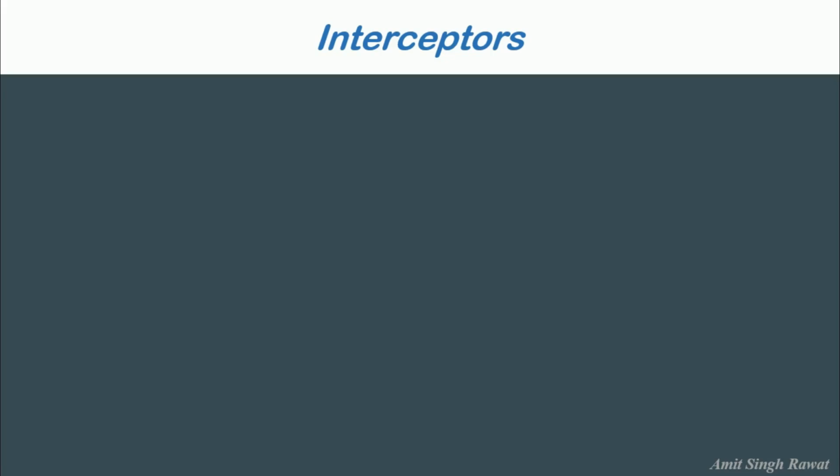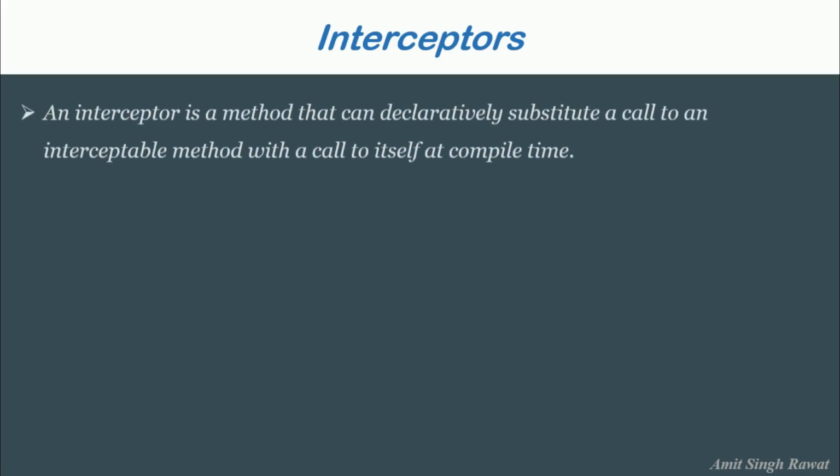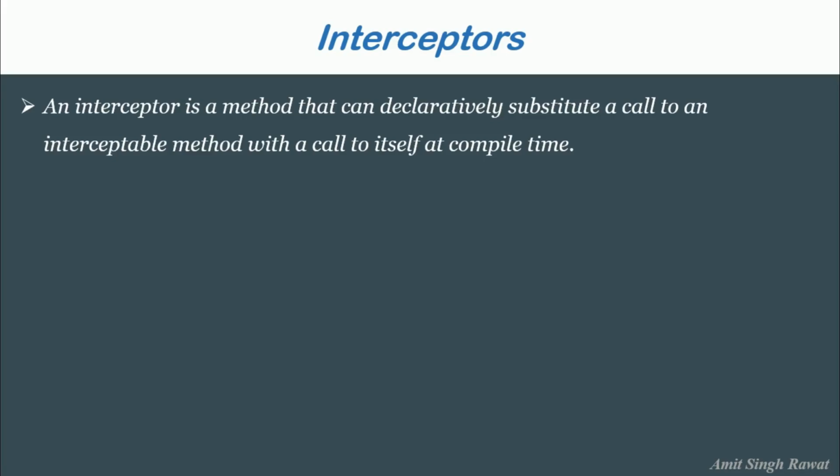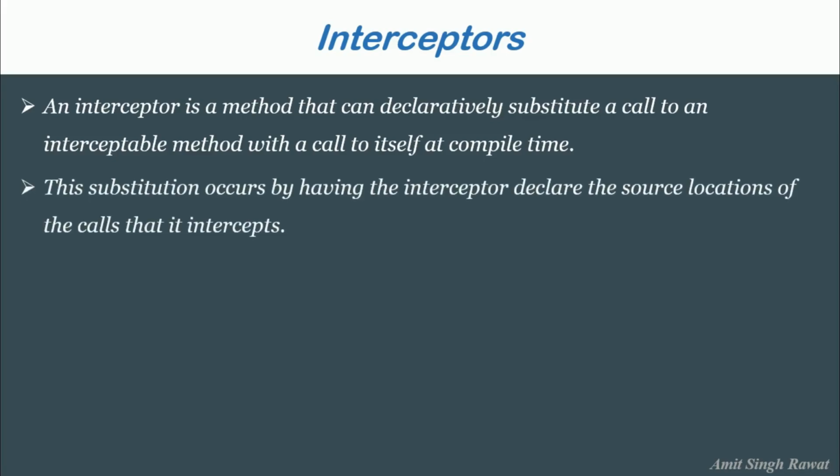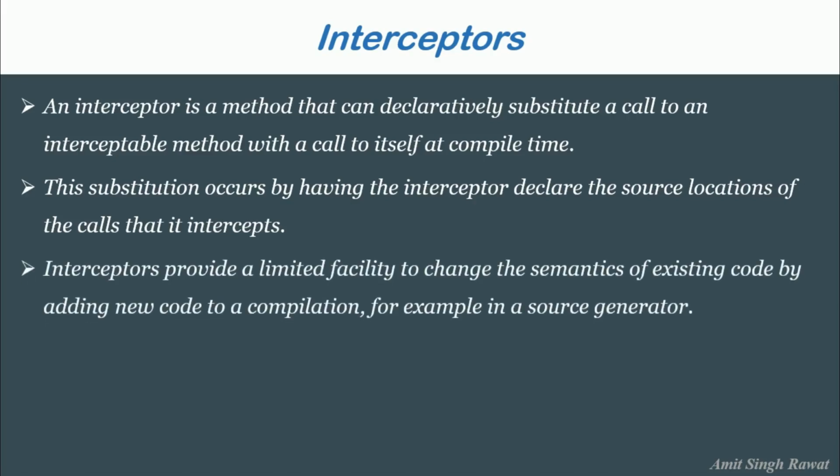First, let's see what Microsoft has to say about it. As per Microsoft, an interceptor is a method that can declaratively substitute a call to an interceptable method with a call to itself at compile time. This substitution occurs by having the interceptor declare the source location of the calls that it intercepts. Interceptors provide a limited facility to change the semantic of existing code by adding new code to a compilation, for example in a source generator.